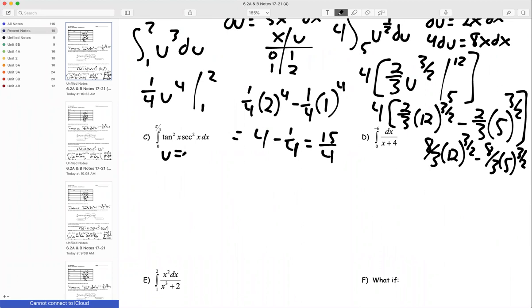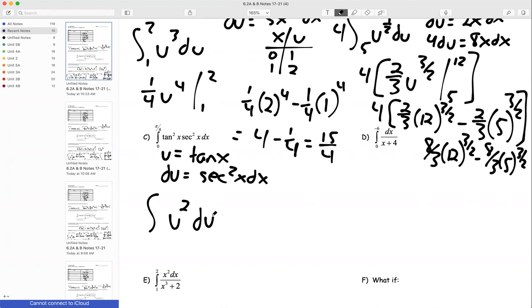Let's try. Wait, no. Yes, it'd be tan, because the derivative of tangent of x is secant squared x dx. Does that match up? It does. Well, I need the 2 though, just not squared. But I'm left with what? I'm left with u squared. Is that okay? Oh, so I am the genius. Okay, I'm left with a u squared du.